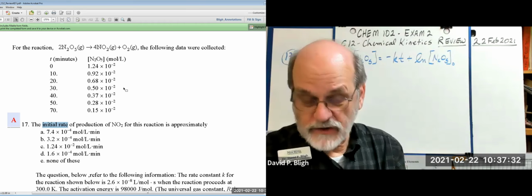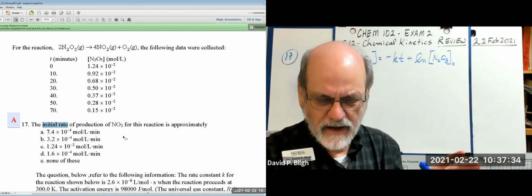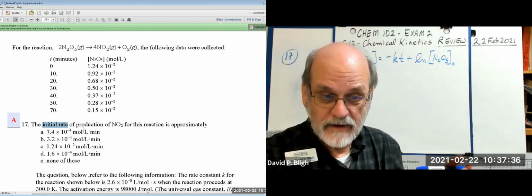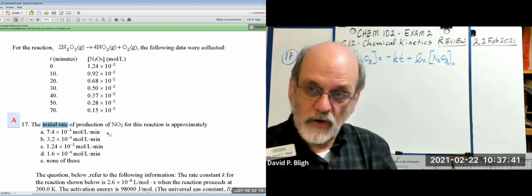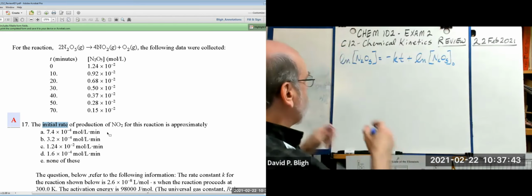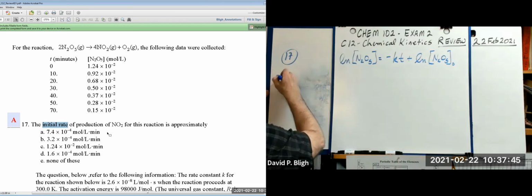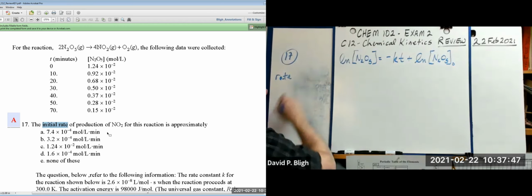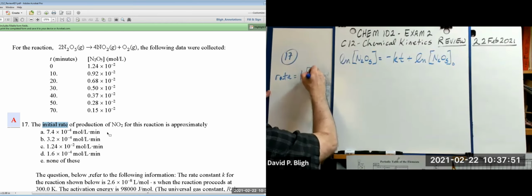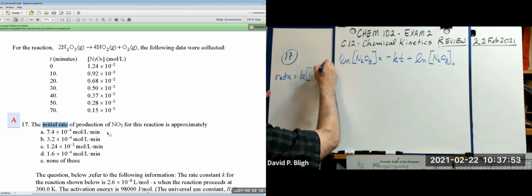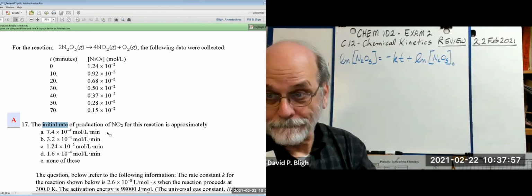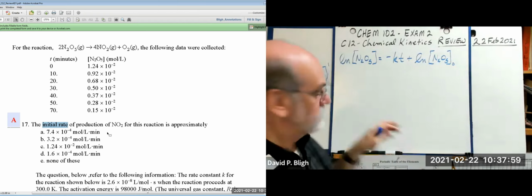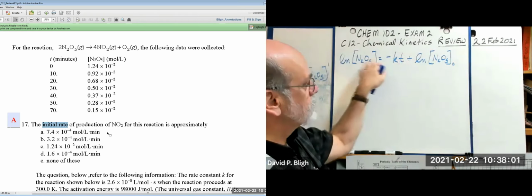Now let's go back to the question. It's good to look at the question every now and then to see we're on the right track. What's the initial rate? So eventually, we've got to access this expression: rate equals K times concentration to the first order. So we need to find out what K is, and we do that from here.